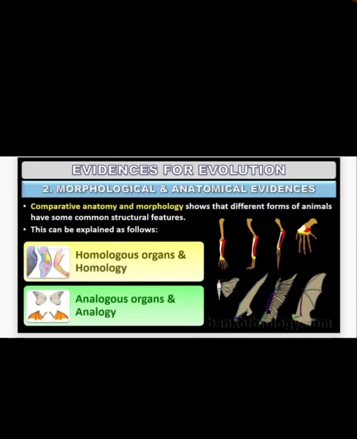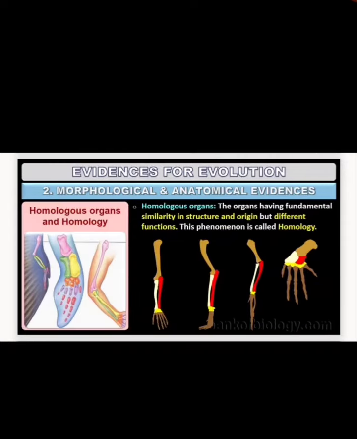Next we'll see morphological and anatomical evidences. You might be very familiar with these words now. Comparative anatomy and morphology show that different forms of animals have some common structural features. This can be explained as homologous organs and homology, and analogous organs and analogy. As you can see, the bone structure and wing structure of different organisms. So what are homologous organs and homology? Homologous organs are organs having fundamental similarity in structure and origin but different functions. This phenomenon is called homology.